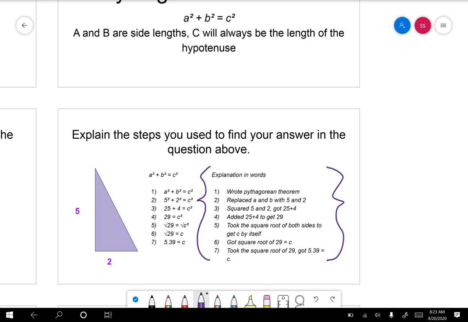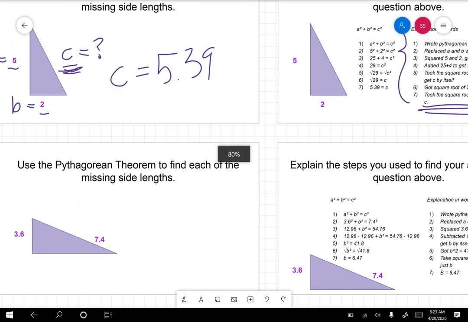So, step 1, wrote the Pythagorean theorem. Then I replaced A and B with the numbers that I know. Then I squared those numbers, added them, took the square root of both sides. Okay, so this is what I mean by explain in words how you found the answer. Okay? All right, next example.